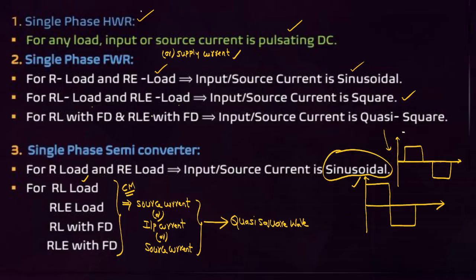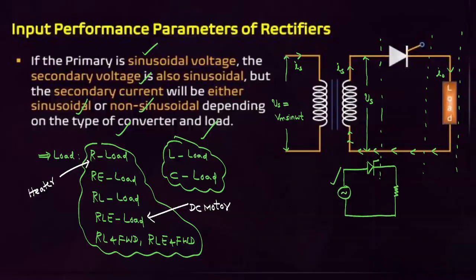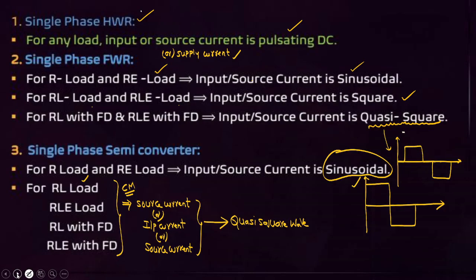RL with freewheeling diode or RLE with freewheeling diode, source current is the quasi square wave. That is, in full wave rectifier, three waveforms exist. Source current waveform means the secondary current. Source in the sense secondary current. I'm not talking about primary. Primary is always sinusoidal. I am talking about the nature of the secondary current wave. Source current in the sense you have to take the secondary current waveform.